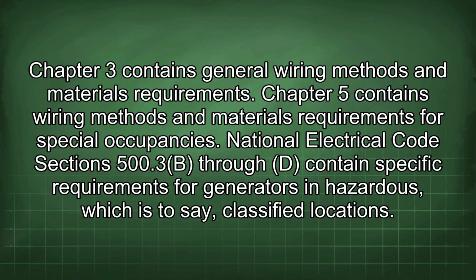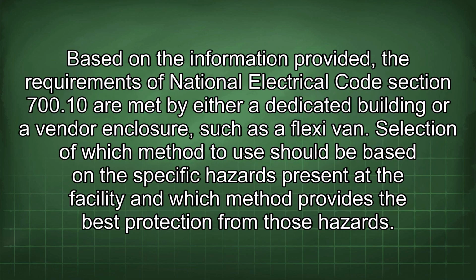Chapter 3 contains general wiring methods and materials requirements. Chapter 5 contains wiring methods and materials requirements for special occupancies. National Electrical Code Sections 500.3b through d contain specific requirements for generators in hazardous, which is to say, classified locations. Based on the information provided, the requirements of National Electrical Code Section 700.10 are met by either a dedicated building or a vendor enclosure, such as a flexi-van.